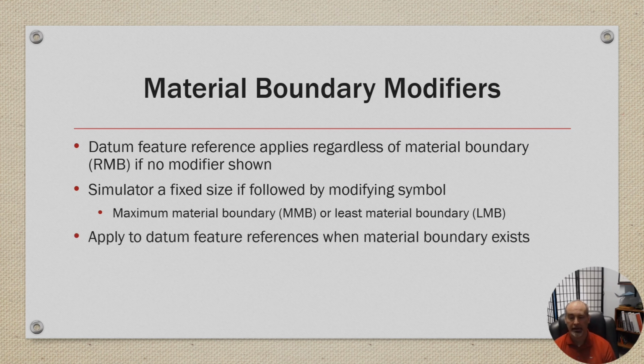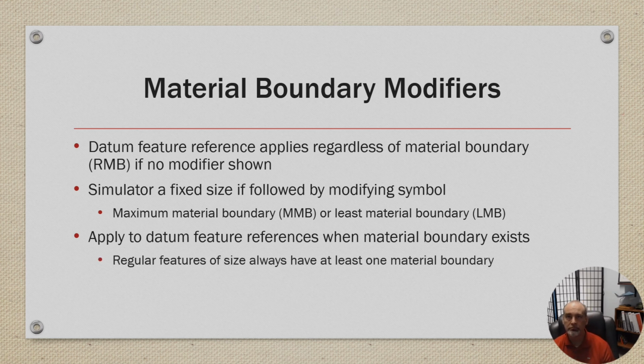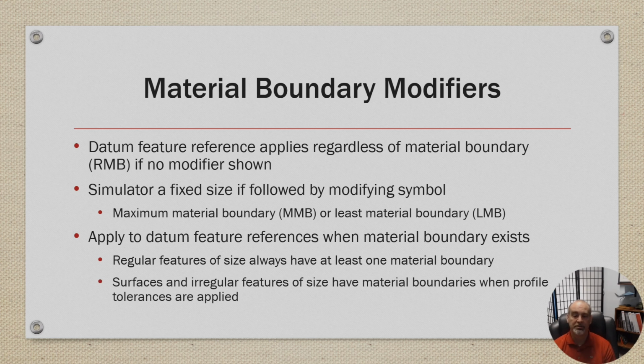And apply to the datum feature references when material boundaries exist. So regular features of size always have at least 1 material boundary. And surfaces and irregular features of size have material boundaries when profile tolerances are applied.